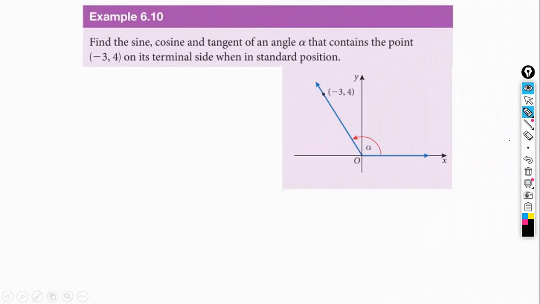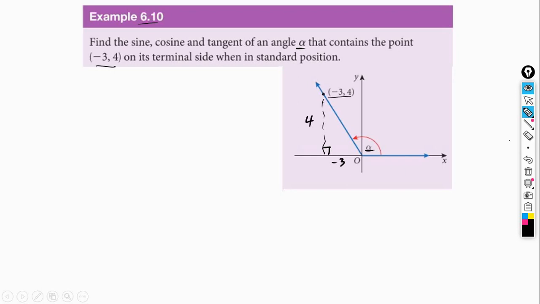So now let's take a look at example 6.10. It says, find the sine, cosine, and tangent of an angle alpha that contains the point (-3, 4) on its terminal side when in standard position. So we can see (-3, 4) on the terminal side of the angle alpha. If we were to draw a perpendicular line here, we know that this distance is 3 units to the left, and this distance is 4 units up.